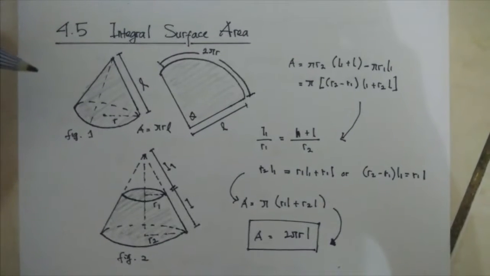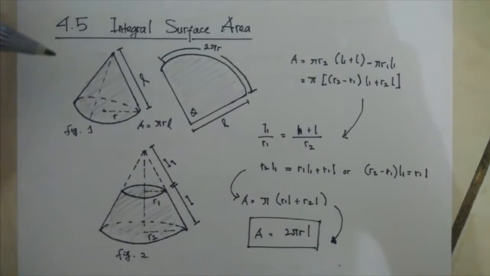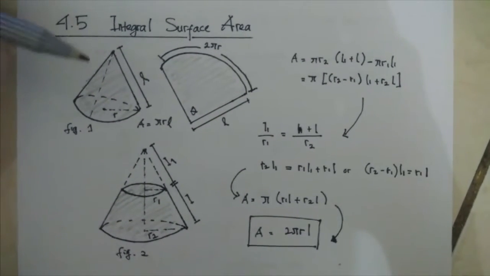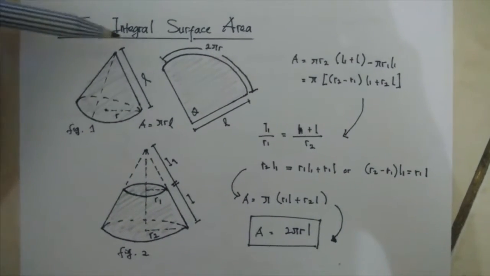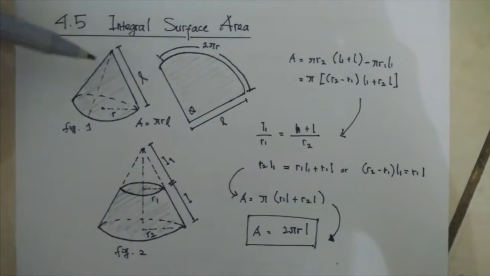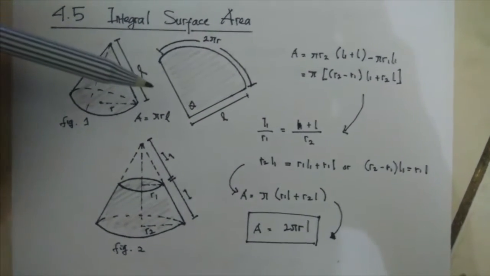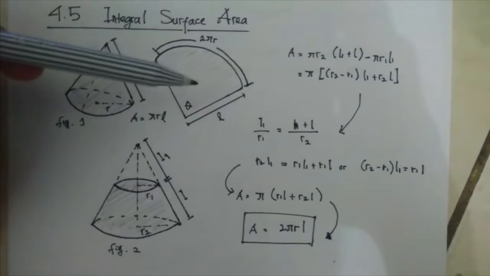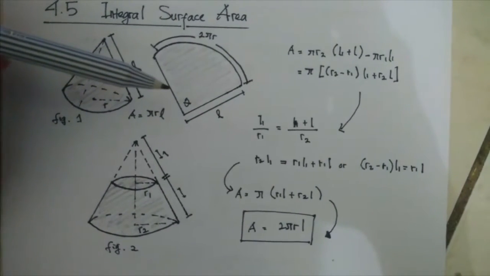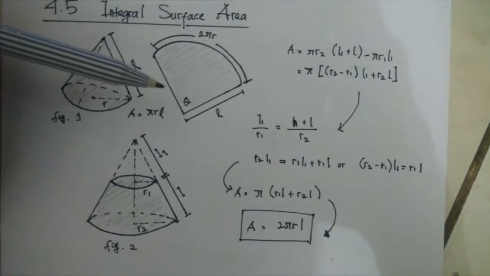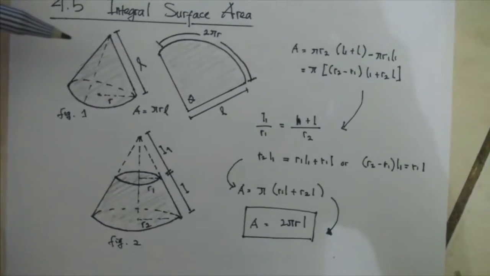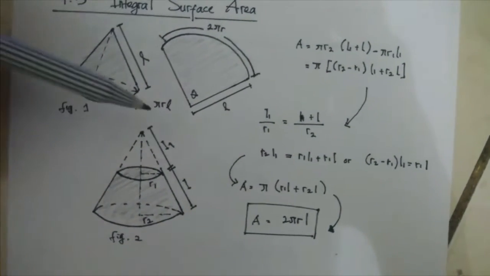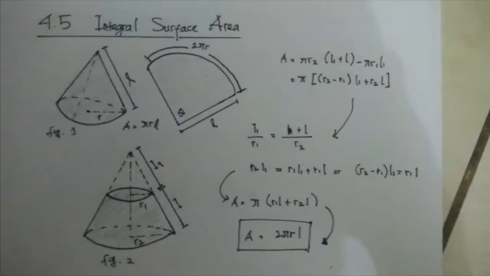Discuss the integral for surface area. Let's start with some simple surfaces. We have a circular cone with base radius r and slant height l. We cut it along the dashed line in figure 1 and flatten it into a sector of a circle with radius l and a central angle theta, which is equal to 2 pi r over l. Therefore, we define the lateral surface area of a cone to be A equals pi r l.